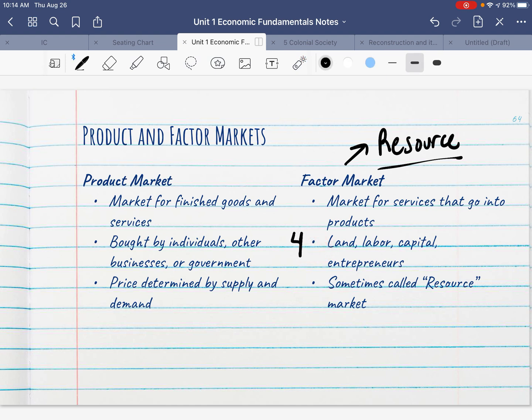And so there are four factors of production that we've already gone over before, and that's land, labor, capital, and entrepreneurs. And land is where your business is. Labor is who works in your business. Capital are the capital goods, the things needed in order to run that business. And then entrepreneurs are the people who started the business, people who try and break into the game, break into capitalism. And again, sometimes it's called the resource market.